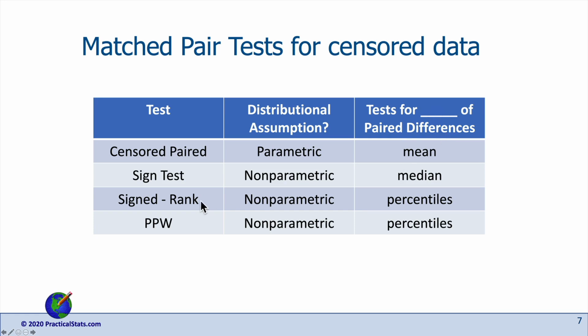The signed rank test and the paired Prentice-Wilcoxon test look for whether there's a difference in the set of percentiles in the first column versus the second column.